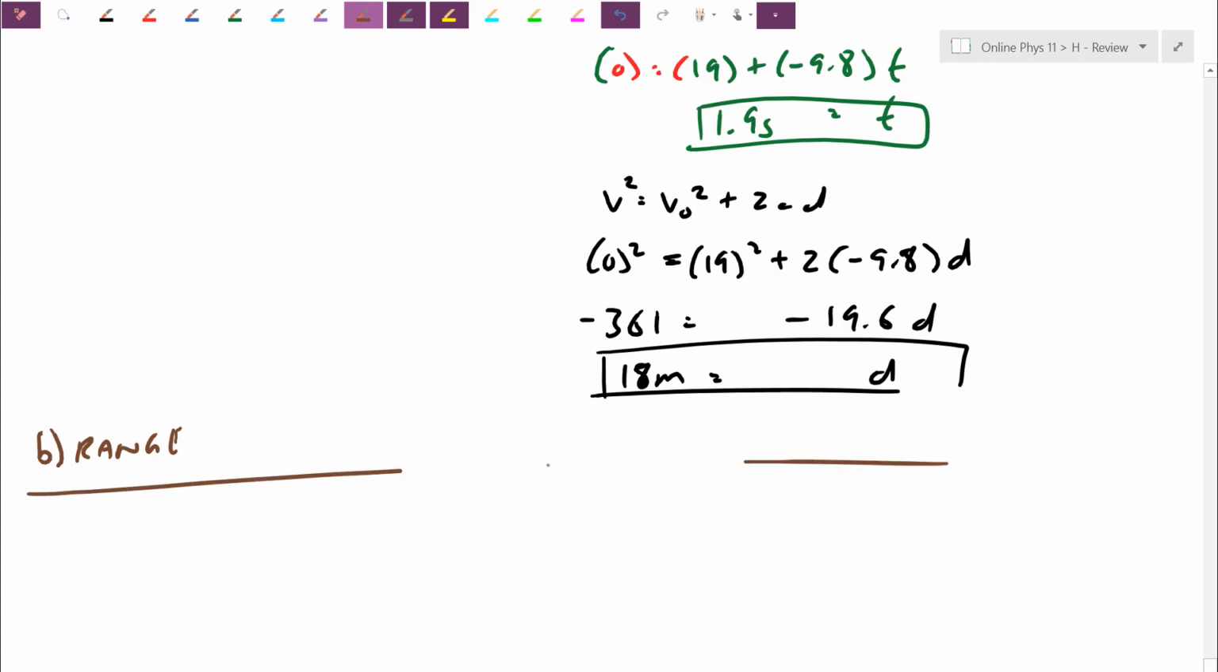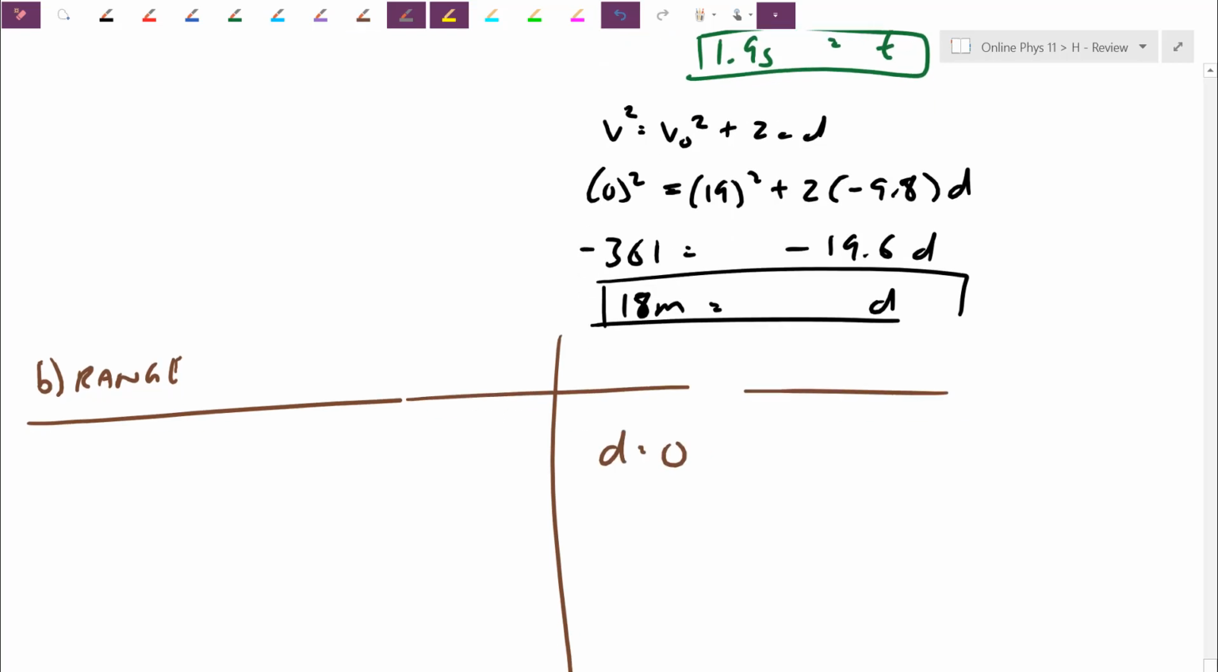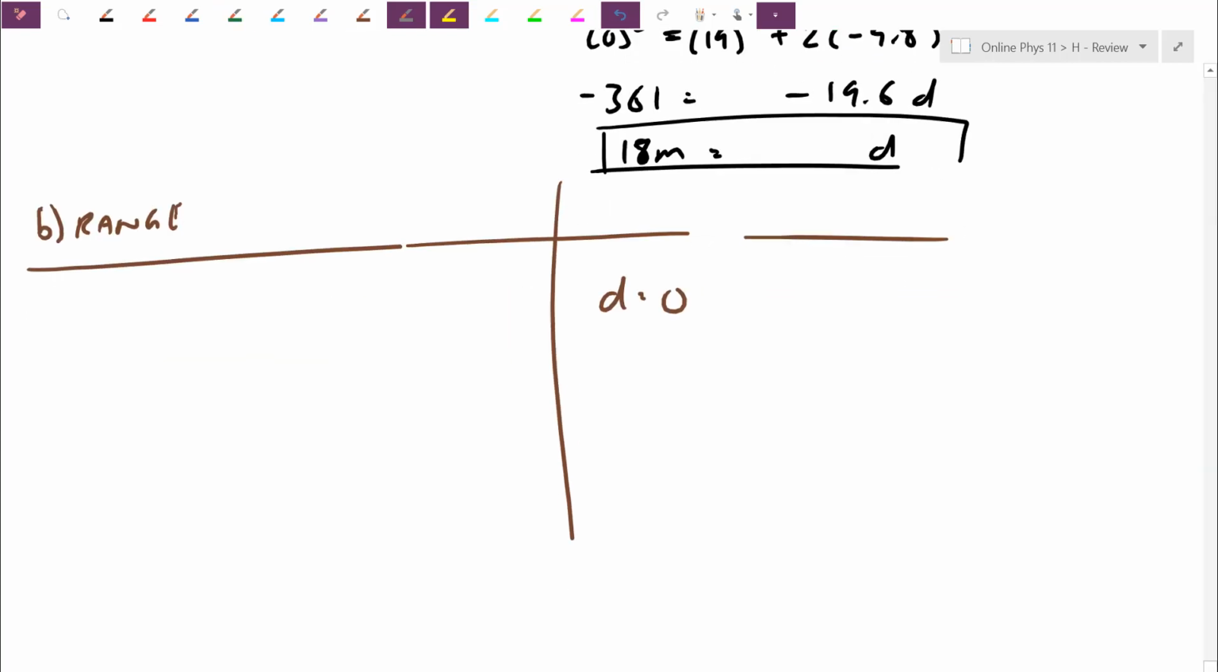The added piece of information that we have is that the d overall is actually 0. I'm not any higher or lower than where I started. So what we can do here is use the formula that I haven't used yet. D is v naught t plus 1/2 at squared, right? So if my d is actually 0, again, I'm still under my vertical column here.